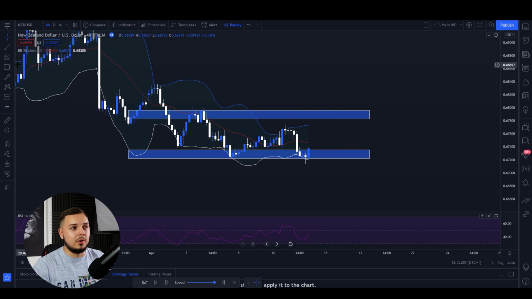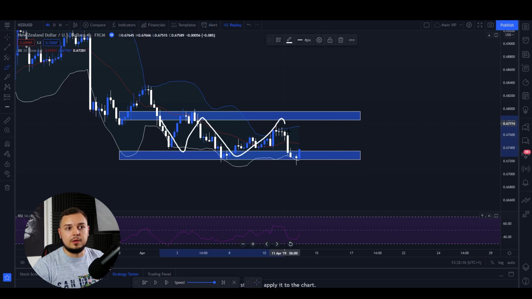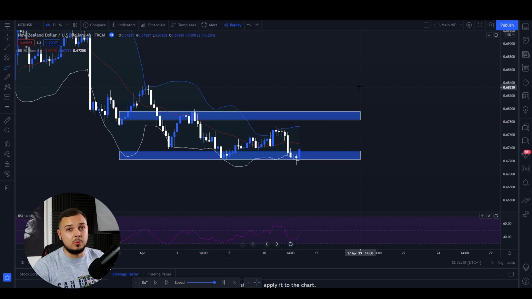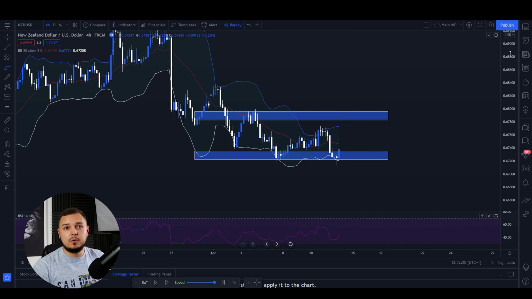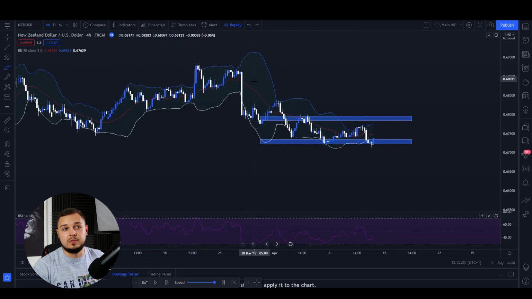So let's mark an area of sensitivity, right? So resistance and support are already here, currently in a nice consolidation, kind of moving between these two lines. So we need to wait for a break. The overall trend, as you can see, has been consolidating, although it is trending towards the downside.